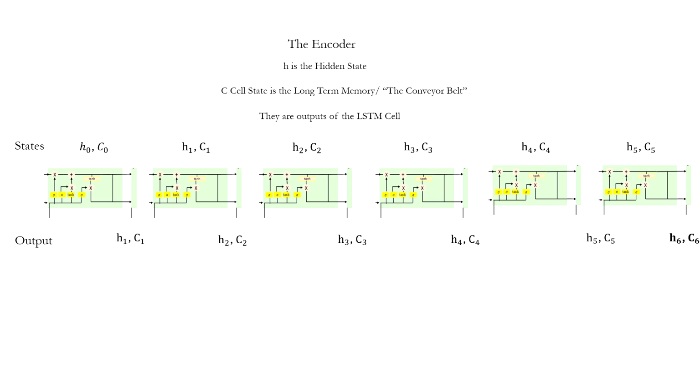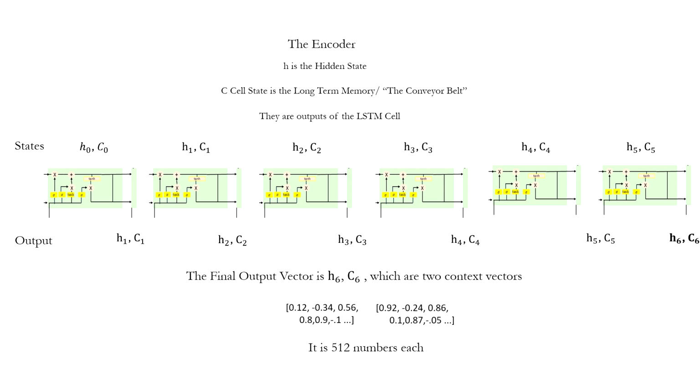So H0, C0 is the initial state that we start with. Usually it's randomized. And then the far right, H6, C6, that's the output. So that's the final output vector. And there's 2 context vectors, right? H6 and C6. So it's going to look something like this, but there's going to be about 512 numbers in each. So that's the encoder.